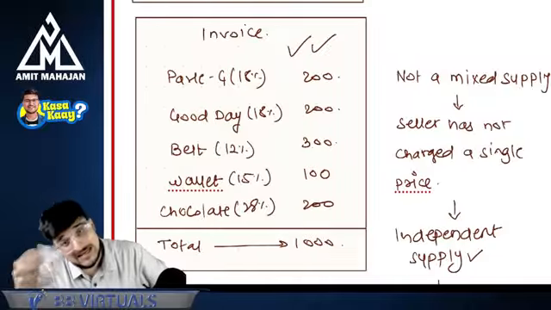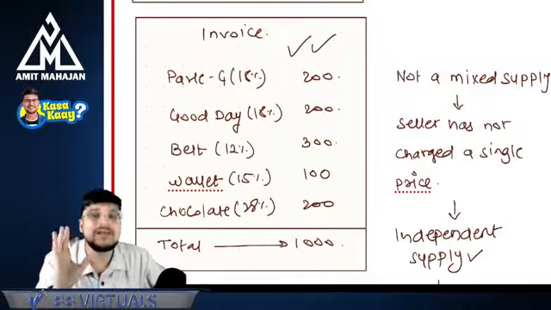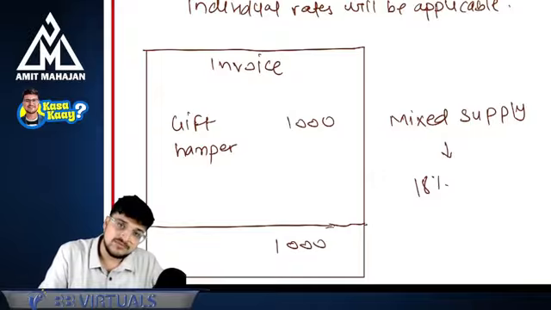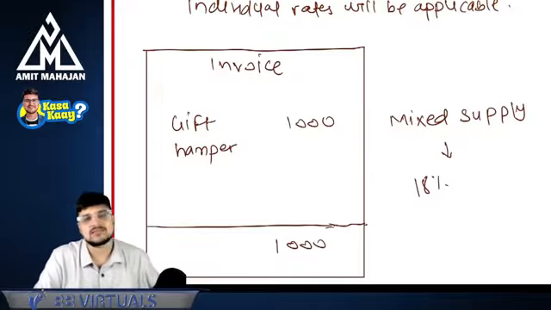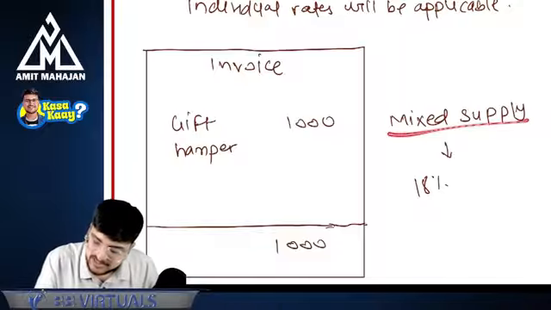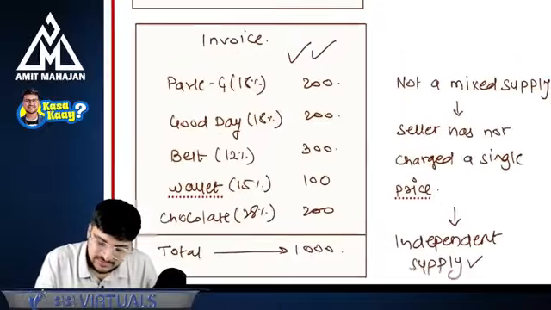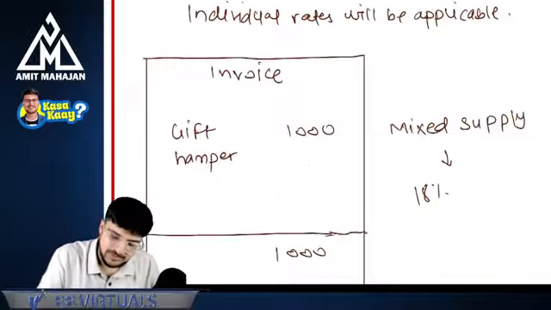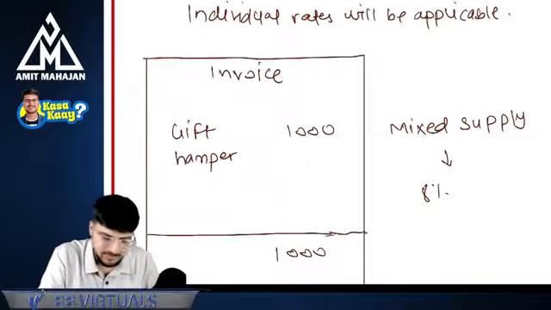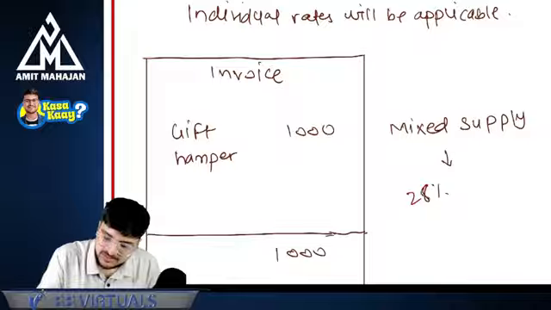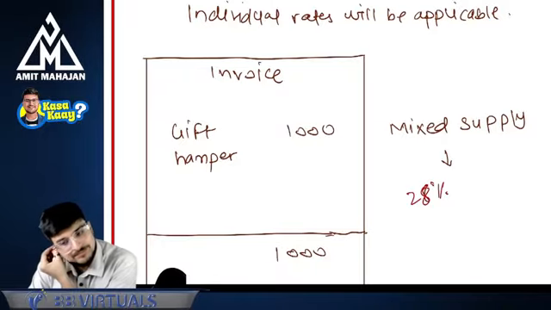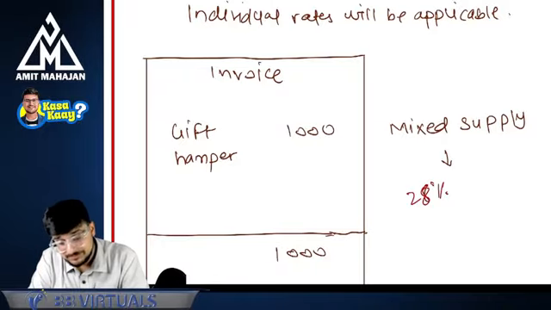I have one question. Is that a mixed supply? No, that is an independent supply. What is mixed supply? When two or more supplies are made in conjunction with each other for a single price, it will be considered as mixed supply. So the highest rate applies. Sorry, in this case, 28% will be applicable. If the ingredients are the same, then the highest rate of 28% will be applicable on 1,000. Are you clear with this part?